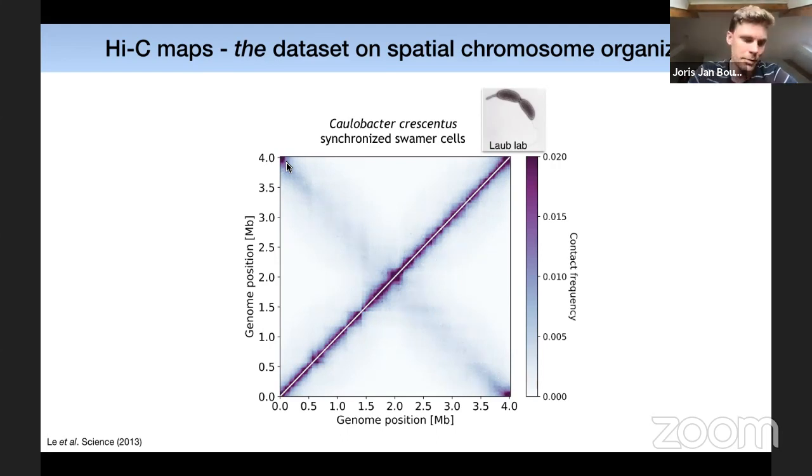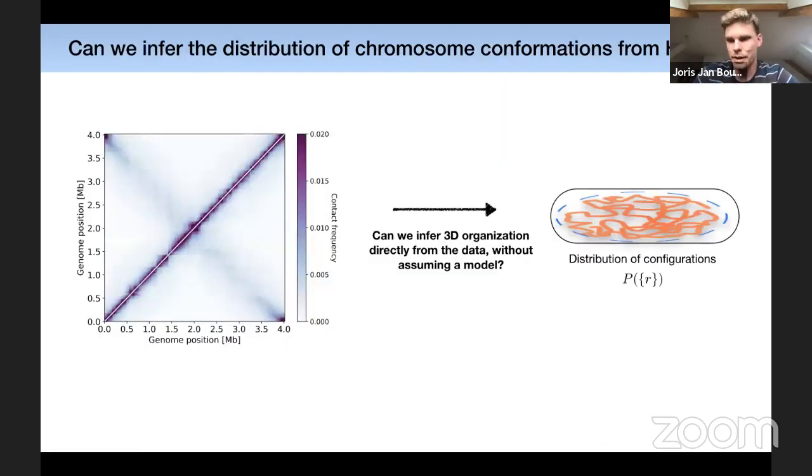So just from looking at this map, we can already infer some features of spatial organization, but we would want to go one step further and extract a distribution of three-dimensional configurations from such a map. And the question is, can we do this just directly from the data without inferring any model of the underlying dynamics of the chromosome? And it turns out this is possible, and such a method of inference is known as maximum entropy inference. I'll now quickly explain to you what the idea of this method is.